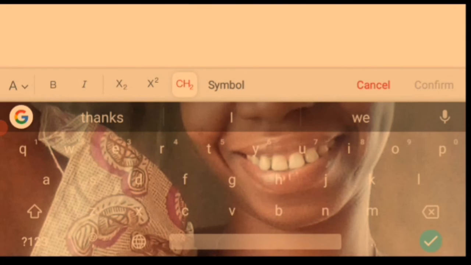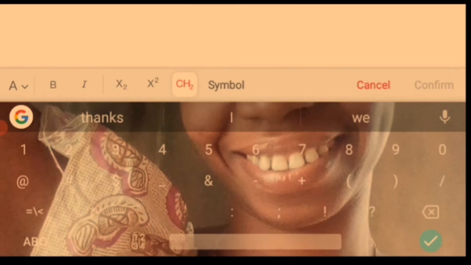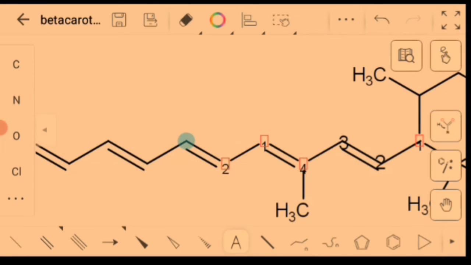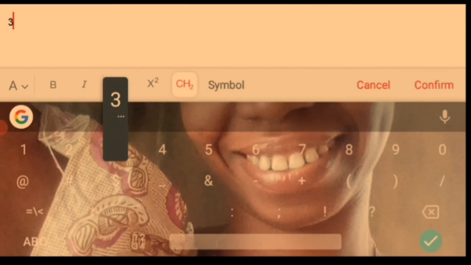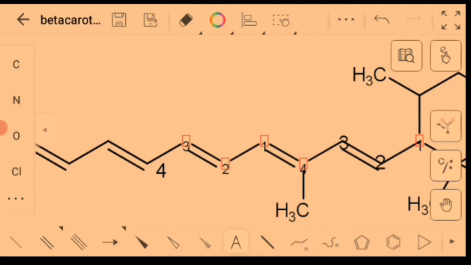So this is number 1, number 2, number 3, and number 4. That gives me my 4th carbon. So yeah, so then I add my methyl group to it.